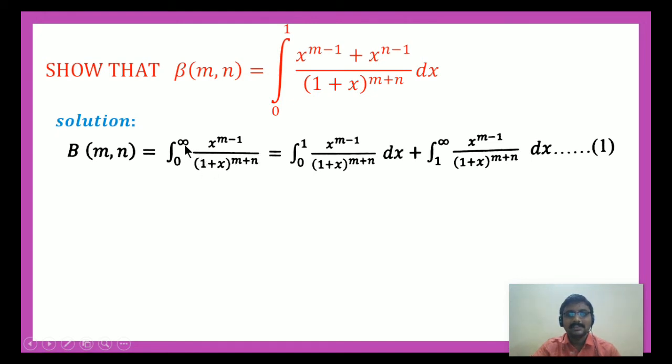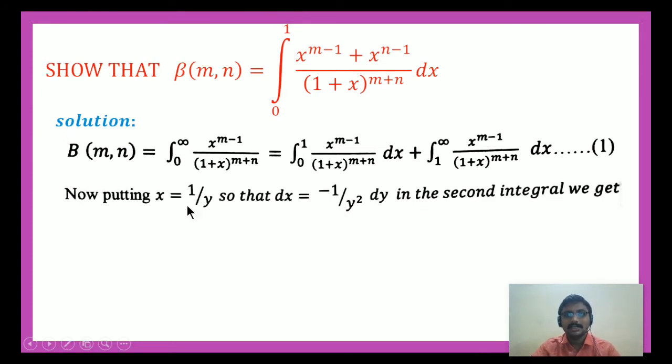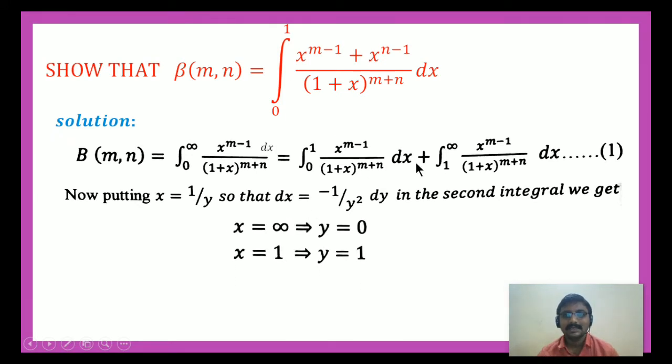Now the integral from 0 to infinity can be written as the integral from 0 to 1 plus the integral from 1 to infinity. Same integrand function, just here 0 to infinity is split as 0 to 1 plus 1 to infinity. So let it be equation 1. Now put x equal to 1 by y, so that dx is minus 1 by y square dy. In the second integral, we will have to change the limits also. That is, x equal to infinity, y value becomes 0, because y is 1 by x, so 1 by infinity is 0.